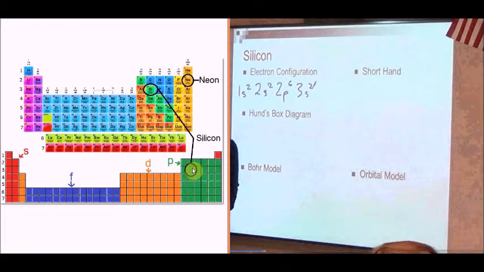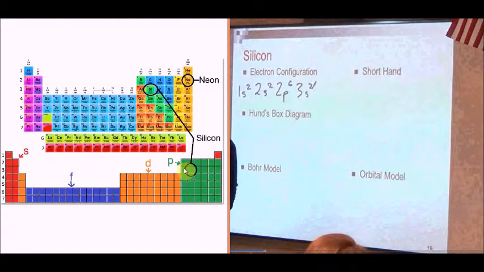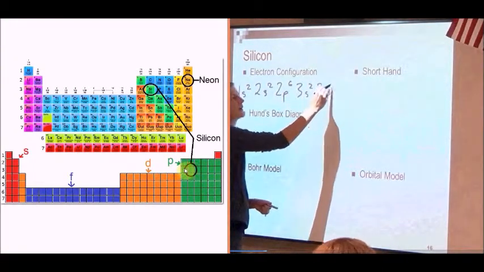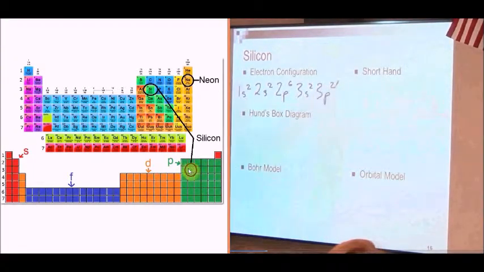3p2. You got to get to the box itself. So that's aluminum and that's silicon. So 3 for the third row, p for the green, and 2 because there's two boxes to get over to silicon.